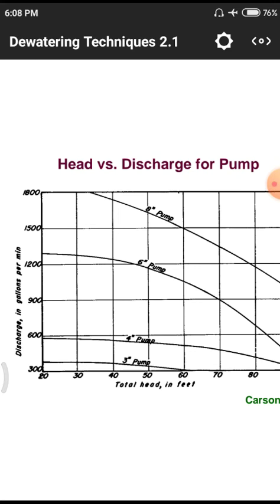3 feet pumps capture up to around 390. After that we have the 4 feet pump, which has a capacity of 590 to 595, that means 590 gallons per minute. After that we have the 6 feet pump, with a capacity of nearly 1290 or 1300 gallons per minute. After that we have the 8 feet pump, with a capacity of nearly 1900 gallons per minute.